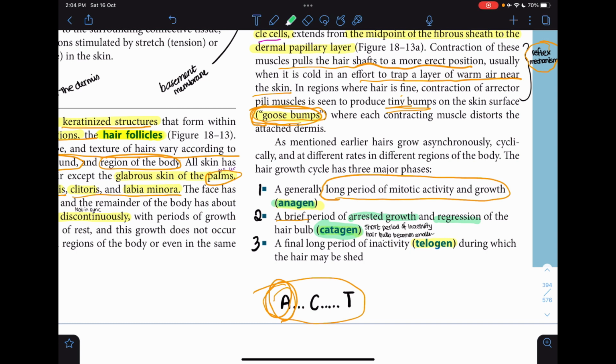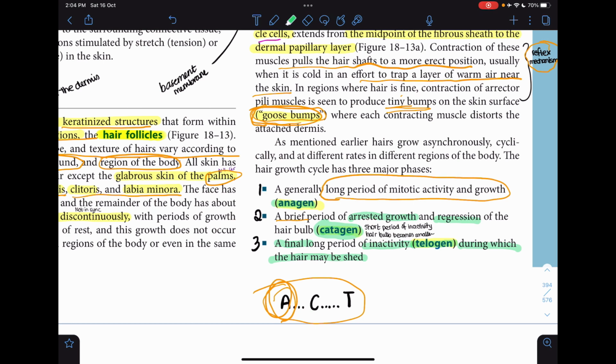The anagen and catagen are followed by telogen. In the telogen phase, it's the final phase, the final period of inactivity. It's a long period of inactivity, not the same as catagen. Catagen is a brief period of inactivity. Telogen is the long period of inactivity during which the hair may shed. Meaning here the hair can fall out.